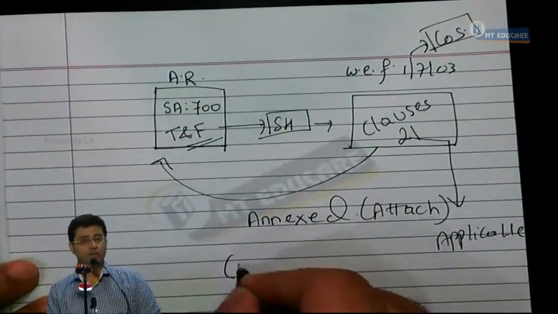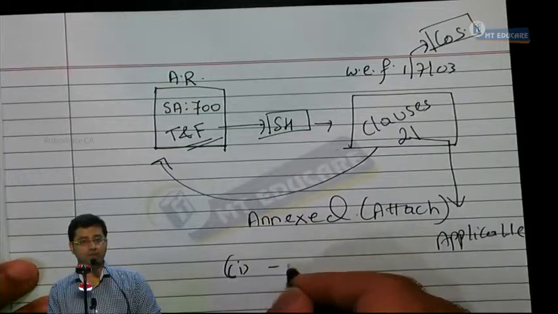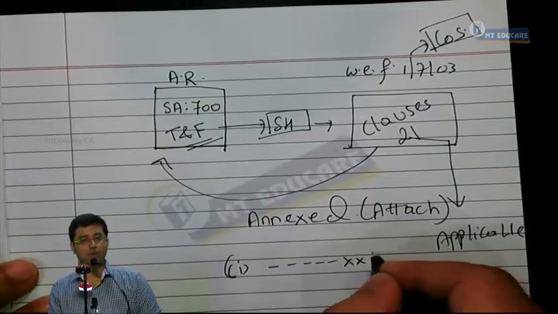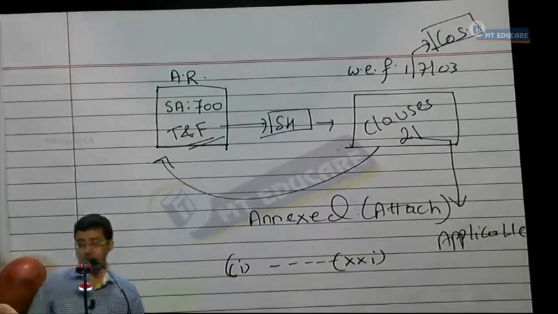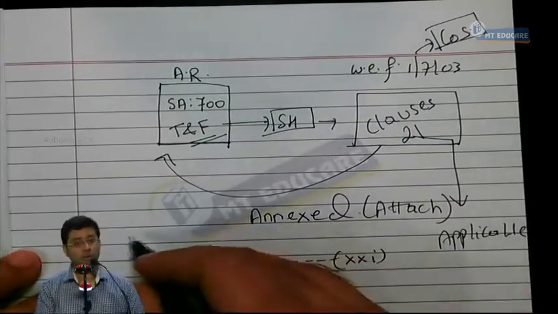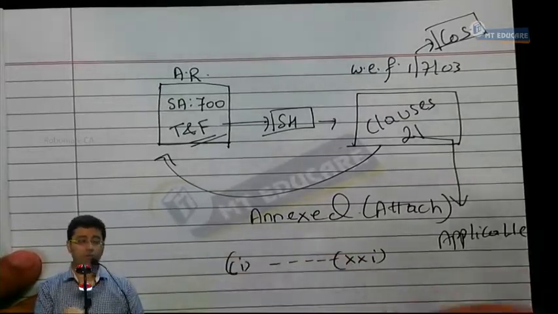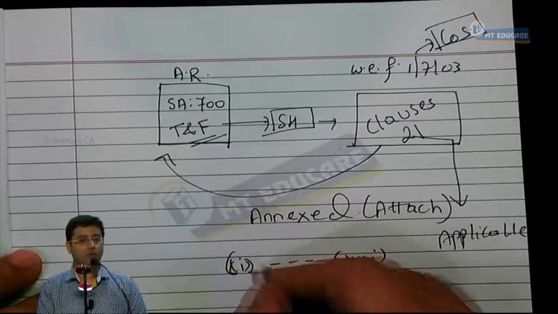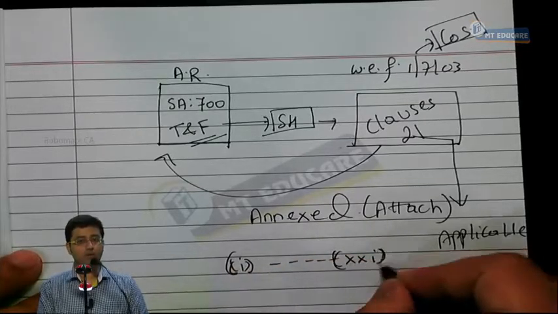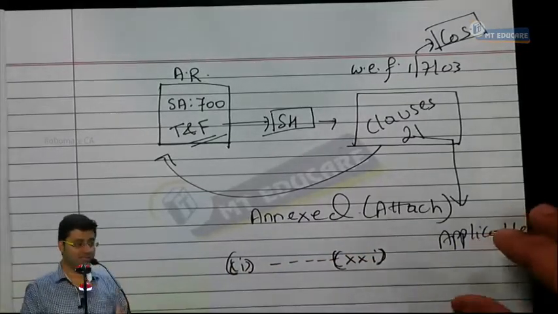The CARO report starts from small Roman number 1 and it ends at small Roman number 21. This is how clauses will be numbered. Even in the textbooks they print the bigger Roman numbers, or maybe the actual integer numbers. We don't write like this. In CARO we always write small Roman numbers, small Roman number 1 to 21. One clause we will discuss in detail.